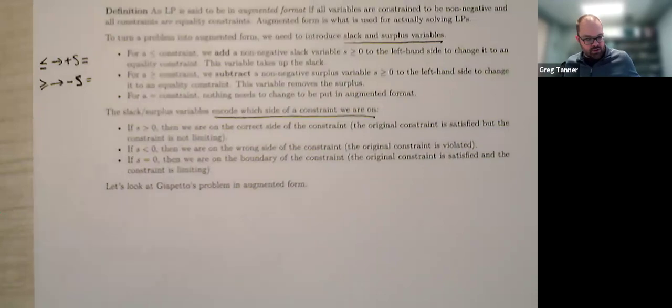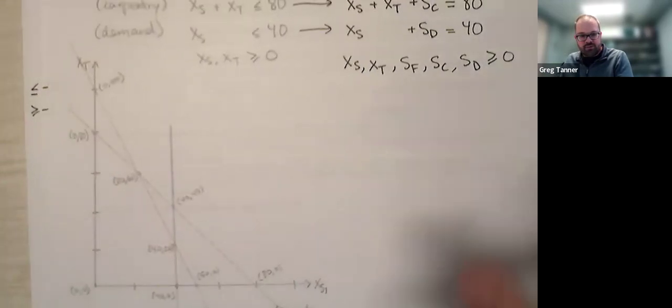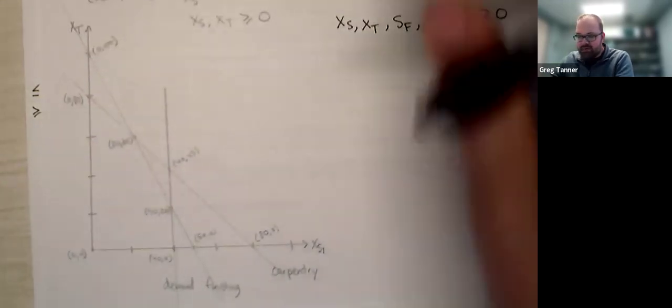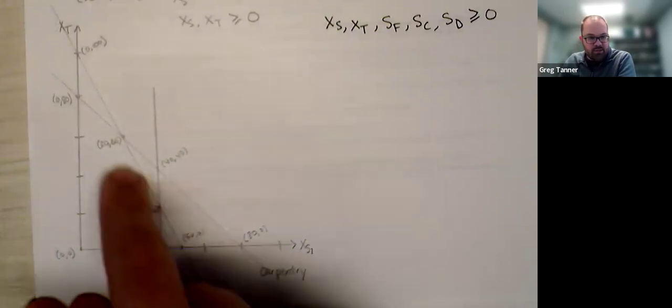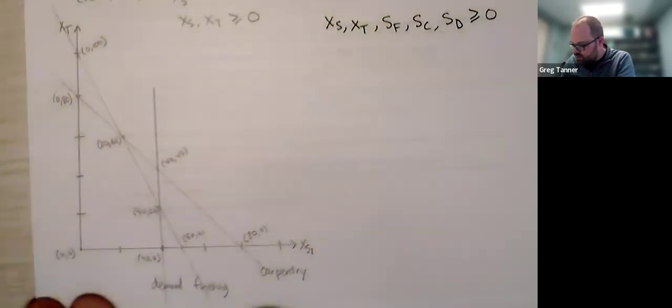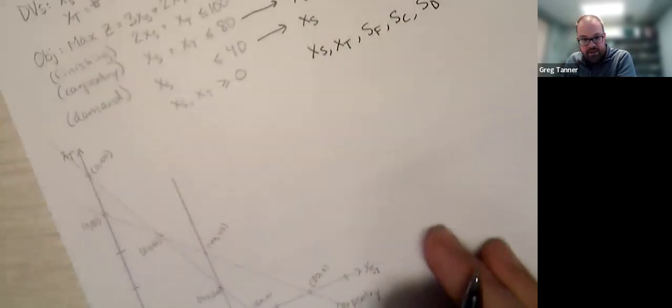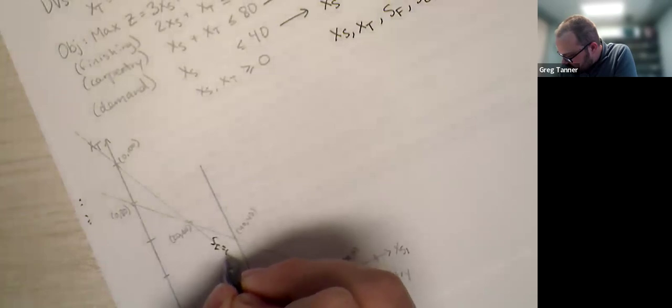Okay, so let's actually look at Geppetto's problem, and let's think about where those variables are, or the different sides of that. Let's choose one of the constraints. I'm going to choose the finishing constraint first, which this line represents the boundary of. Along that line, that is where SF equals 0.